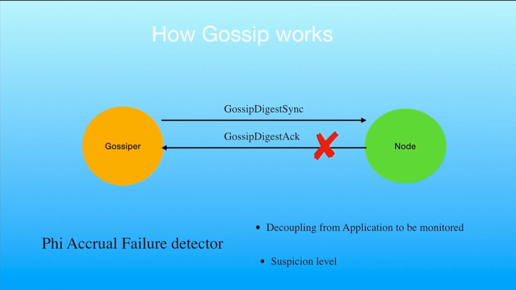So if this node is not able to respond, the gossiper will suspect that this node is unhealthy, but will not mark it unhealthy immediately because there can be lag at the network layer as well. So what will the gossiper do? The gossiper will increase the suspicion level of the node that this node might be unhealthy. But if this node continues to fail to respond to the gossip messages, the gossiper will keep on increasing the suspicion level and will ultimately mark this node as an unhealthy node.